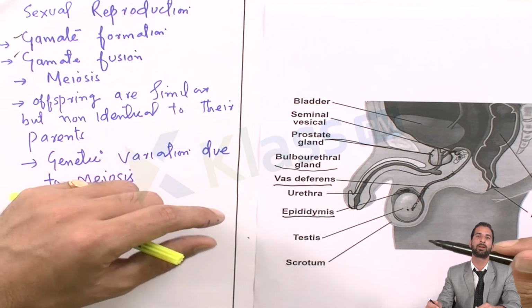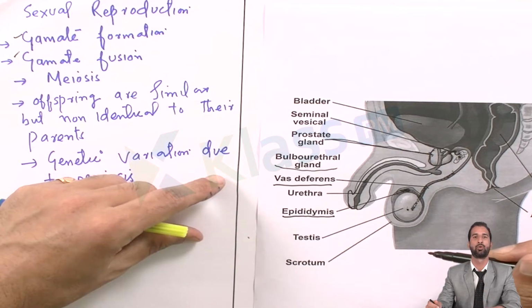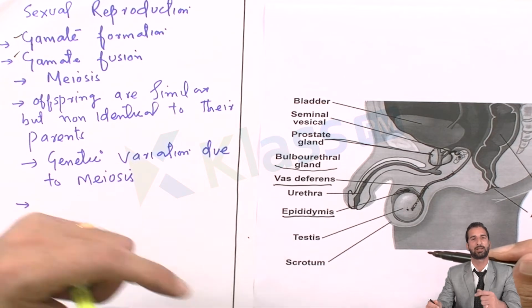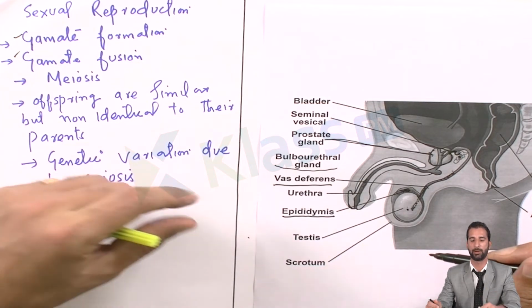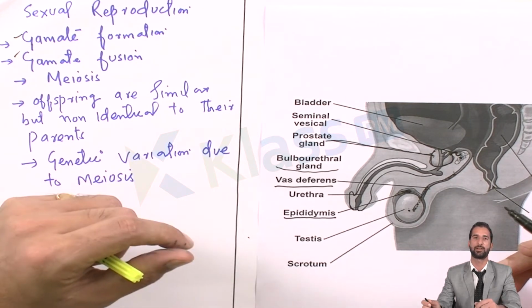The next type of fertilization is called internal fertilization. Internal fertilization occurs mostly in land animals, including humans, where fertilization takes place in the female body at a particular site. As far as humans are concerned, the oviduct is the site where fertilization takes place.